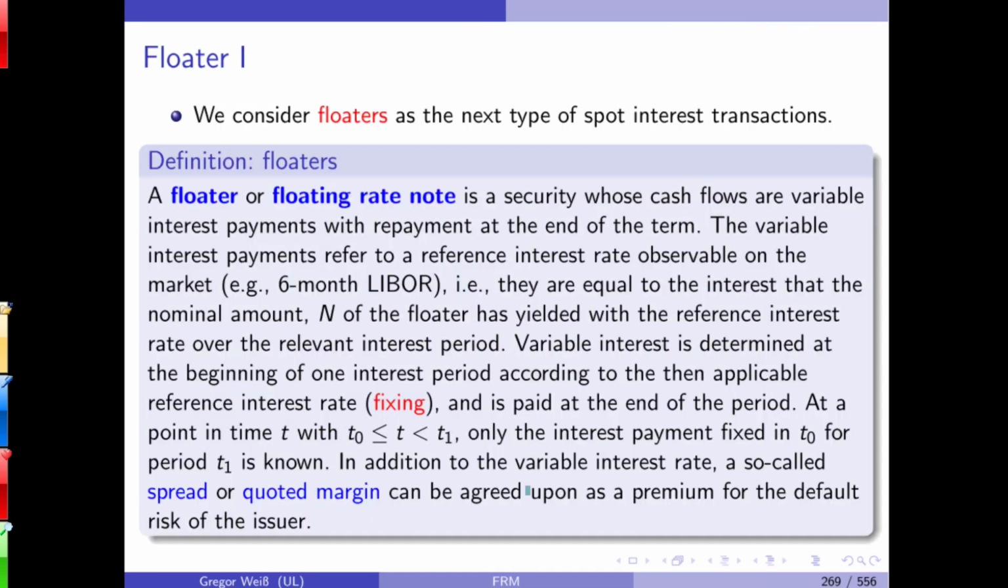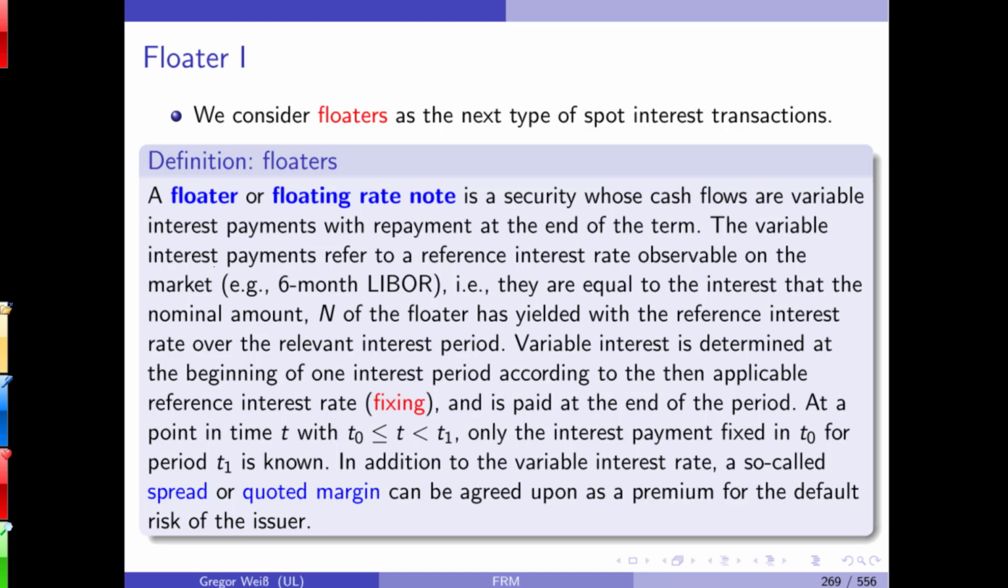Okay. Then let's turn to a so-called floater or a floating rate note. It's a security whose cash flows are variable interest rate payments with repayment at the end of the term, and the variable interest payments refer to a reference interest rate, for example, the Libor or the Euribor, in case it's not currently manipulated by one of the German banks. You have a notional N, and it yields the reference interest rate over the relevant interest period, and even though it's a variable interest rate, the variable interest rate payment is determined at the start of a fixed period for payment at the end of the period.